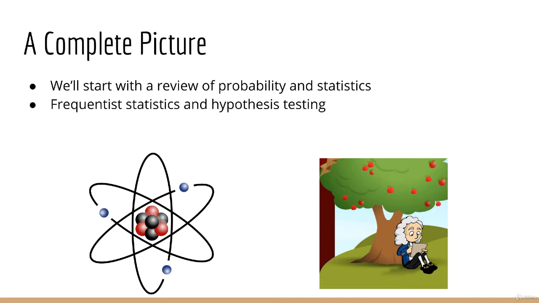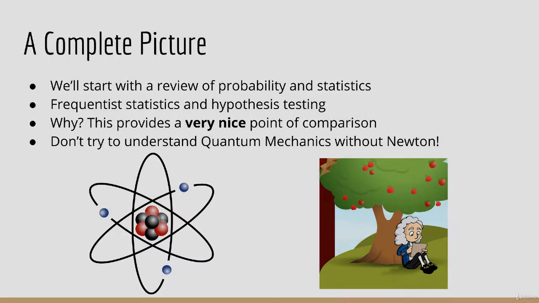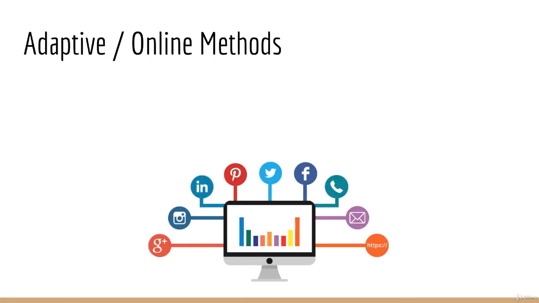Now you might wonder, why are we talking about frequentist statistics in a Bayesian course? Well, this is all part of helping you have a balanced picture. If you don't understand one, you can't understand the other. Trying to learn Bayesian statistics without first being knowledgeable in frequentist statistics would be like trying to learn quantum physics without Newton. After forming a complete picture of the frequentist method, we will then move on to adaptive methods.